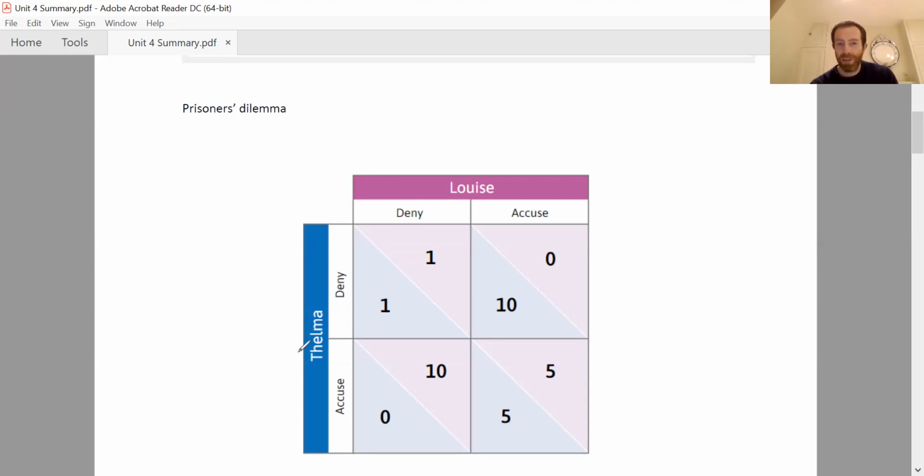So I'm going to take Thelma's perspective first of all. And so if Louise plays the strategy deny, then Thelma has a choice between playing deny herself or accuse. And remember, we want lower numbers here. So Thelma has a choice between 1 year in prison or none. So she's going to go for none. Now, if Louise plays the strategy accuse, then Thelma can play deny and get 10 years in prison, or play accuse and get 5 years in prison. So 5 is less than 10, so we'll go with that.